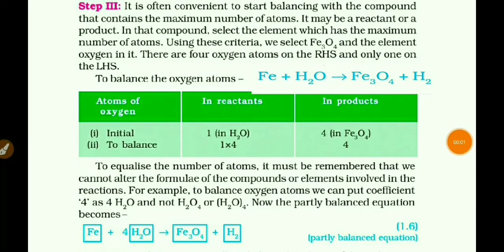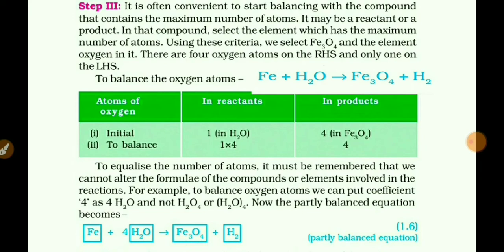Step 3. What is the most convenient method to start balancing a given equation? That method is to find which compound contains the maximum number of atoms. It may be a reactant or a product. So we found on the RHS side the compound, that is iron oxide. In that, the oxygen element has 4 atoms but only 1 atom on the LHS. So we need to balance oxygen atoms first.